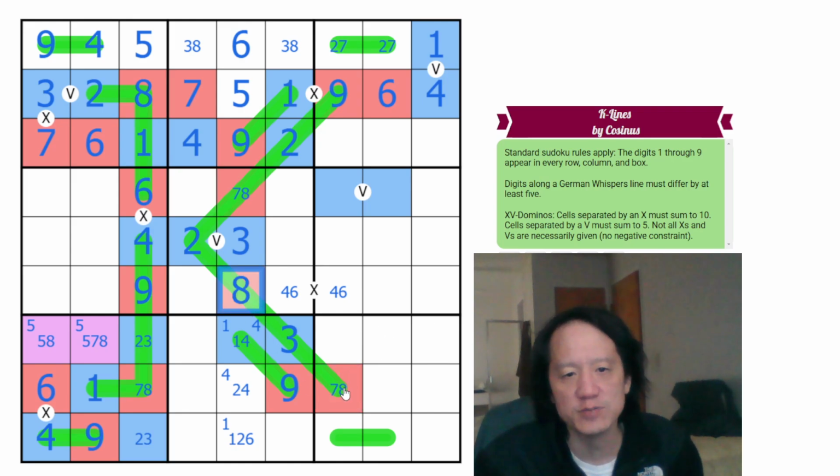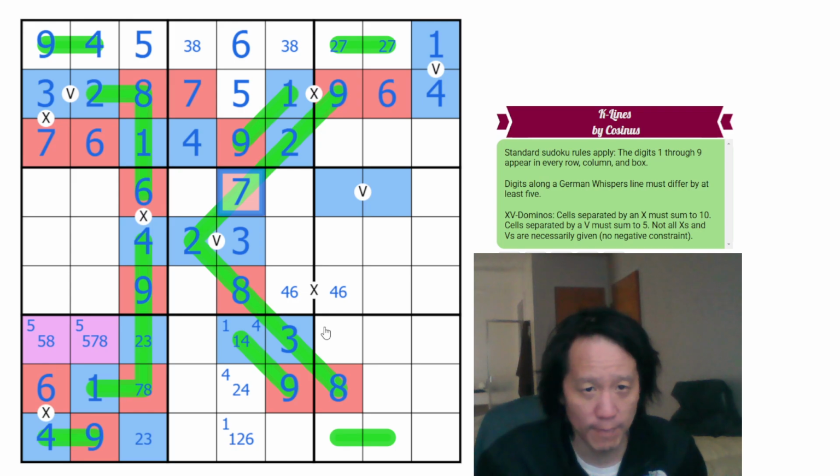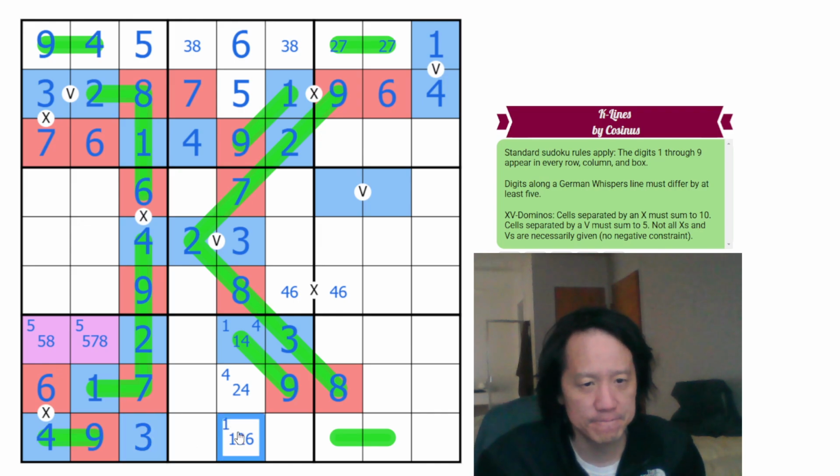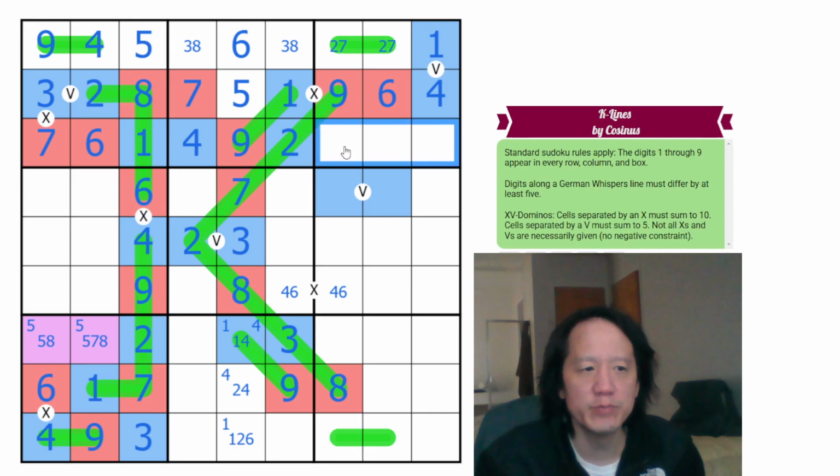And since this is 3, 3 cannot be adjacent to 7 on the German whisper line. So therefore, these both must be 8. So this is 8, that's 8. Which means this can't be 8, this must be 7. This can't be 8, so this must be 7. This can't be 3, so this must be 2. This can't be 2, so this must be 3. Okay. And the remaining digits in box 3 have to be 3, 5, and 8.